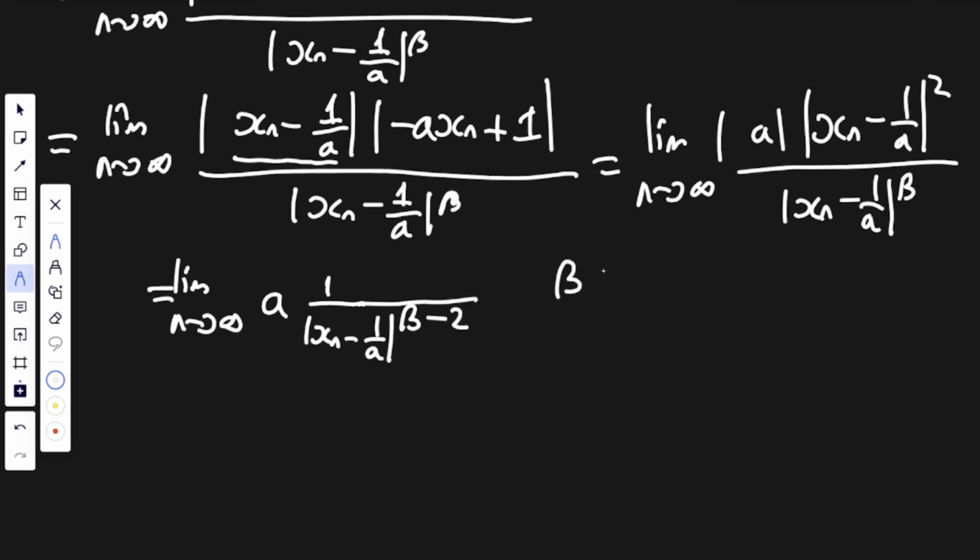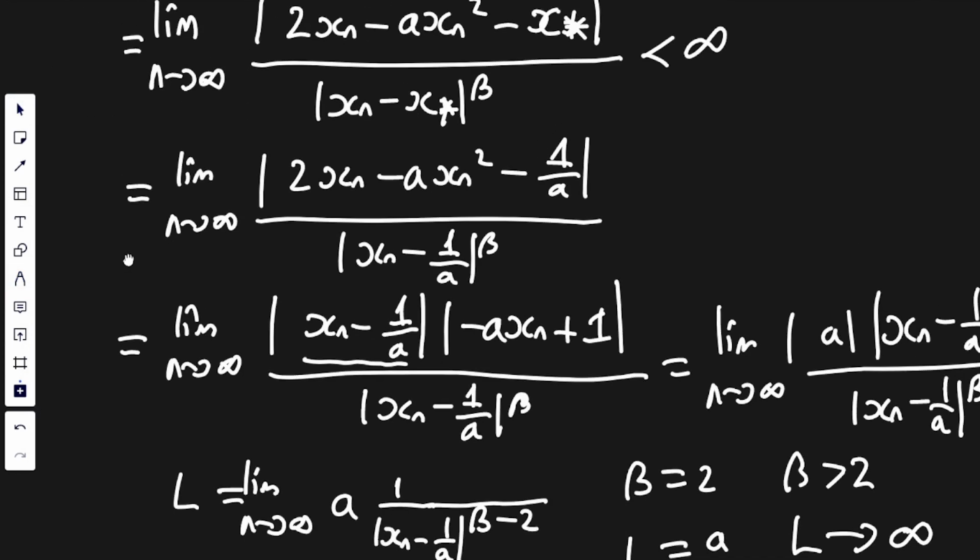Now, if beta equals 2, so this is what we call quadratic convergence, then the limit is going to be a. So the limit will be a, and I'm going to call this here L. Now, if beta is bigger than 2, what happens? Well, xn minus 1 over a is going to go to 0. So we're going to be dividing by 0. So we're going to get L goes to infinity. So the biggest beta that we can choose is 2.